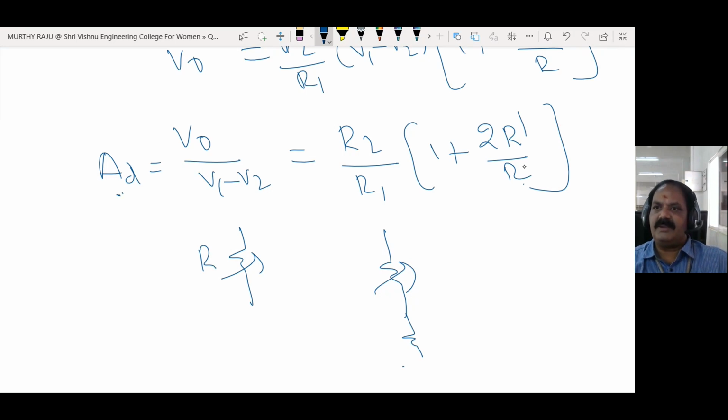The total AD depends on this R value. R is nothing but a potentiometer, a variable resistance. Sometimes we use a potentiometer in series with some resistance value. By using this value, you have to calculate the AD value. With this, the analysis of the instrumentation amplifier is completed.